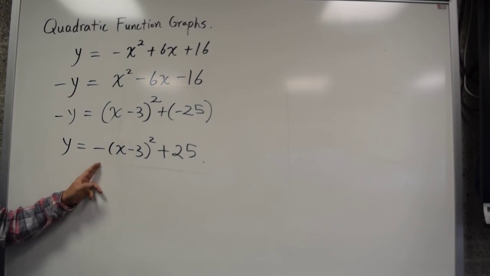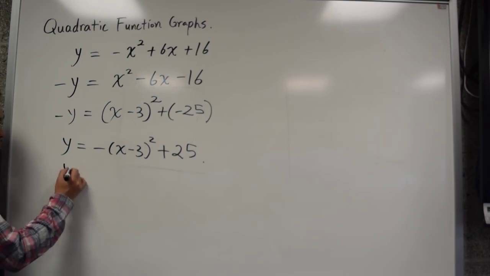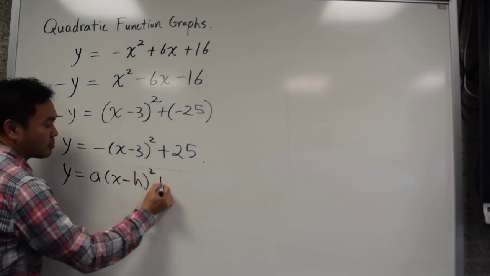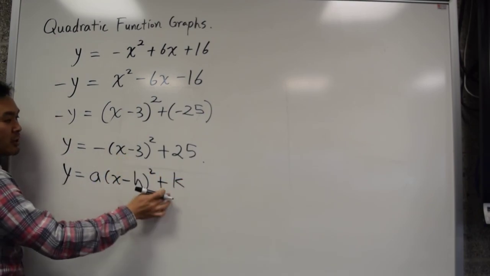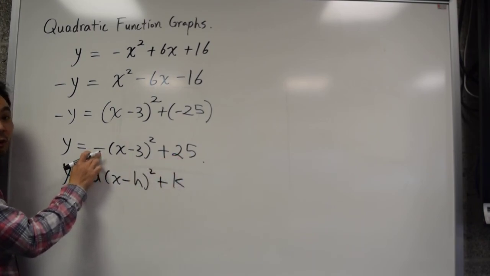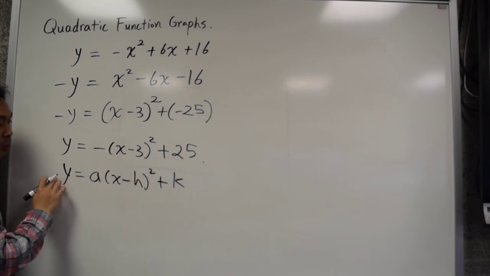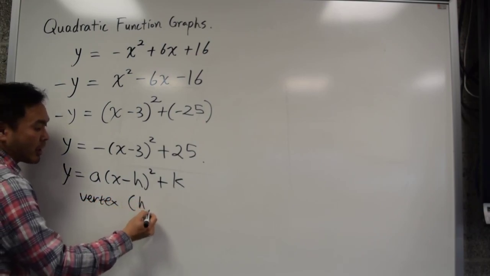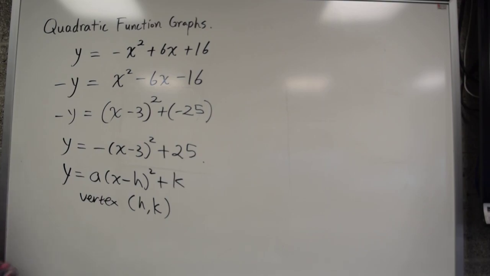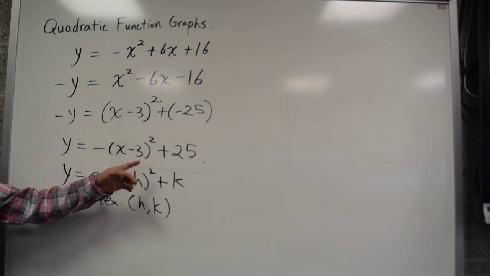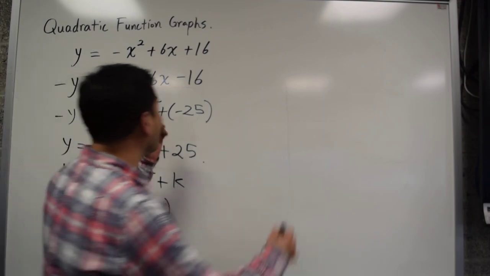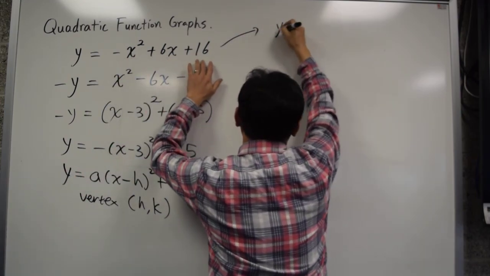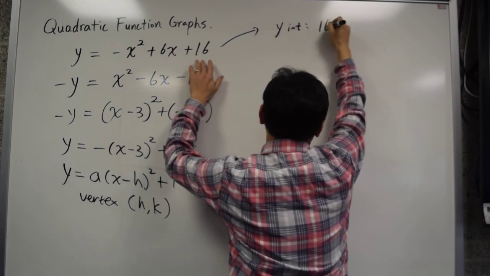And this is indeed in the vertex form, because what is the vertex form? Vertex form is y equals a times x minus h squared plus k, right? So h is 3, k is 25, a is negative 1. Right? And we know that when you have the vertex form, the vertex is at h comma k, right? You have h comma k. So it's at 3 comma 25. That's the vertex. What's the y-intercept? Plug in 0, you get positive 16, right? So y-intercept is positive 16.